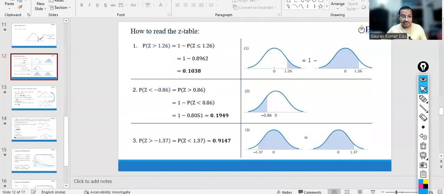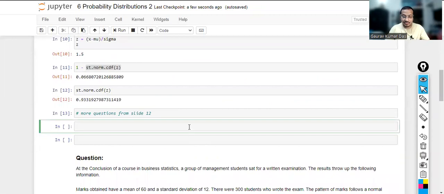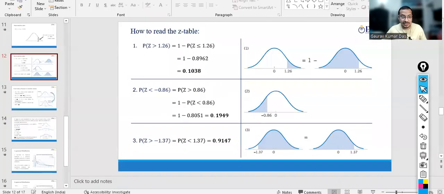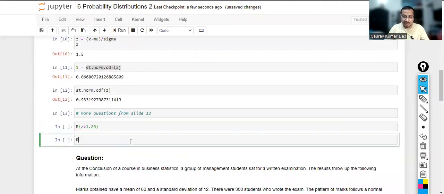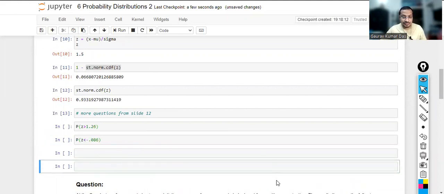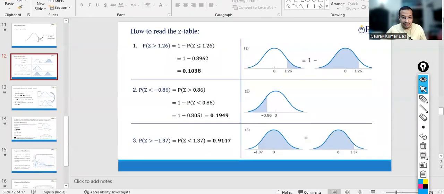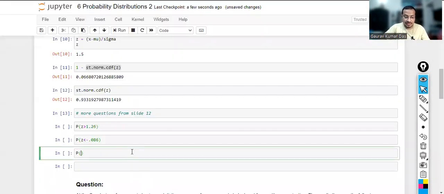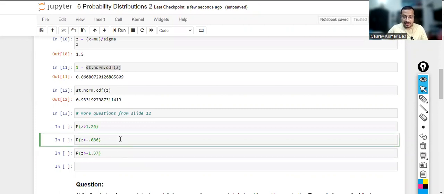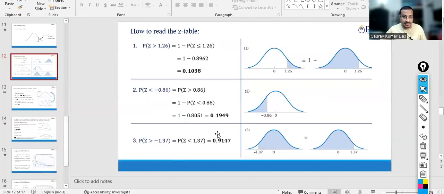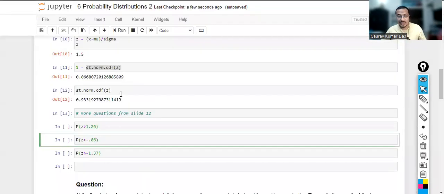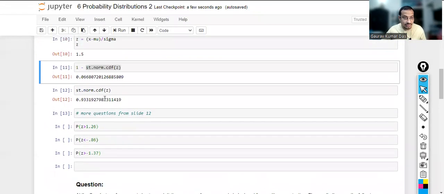So the first one is P of Z greater than 1.26. Next is P of Z less than minus 0.86. And P of Z greater than minus 1.37. And this will be 0.86. Anything else here? No. One more thing which I want to mention here, guys, is that, okay, that's correct.